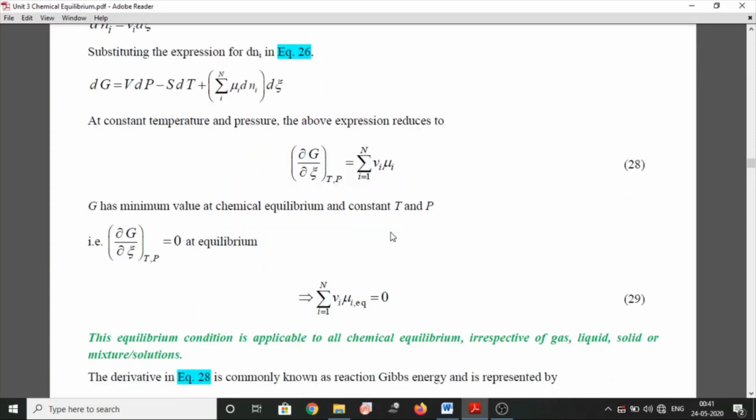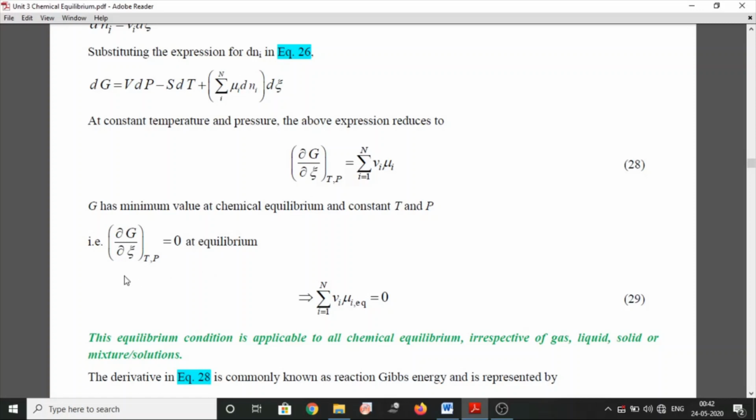Now at chemical equilibrium, what happens? The change in Gibbs energy is essentially zero. The change in Gibbs energy with respect to the extent of reaction, this xi is the extent of reaction, at constant temperature and pressure is zero. That is the condition for equilibrium. Any chemical reaction attains equilibrium only when this condition is satisfied.